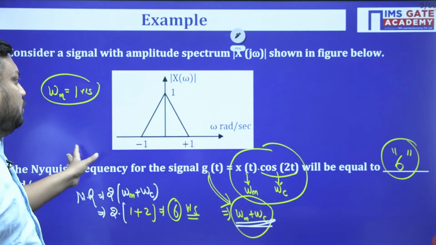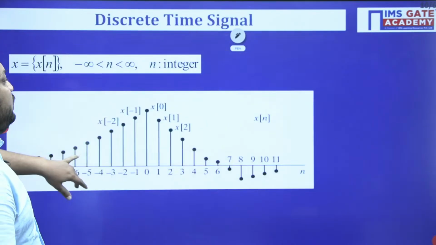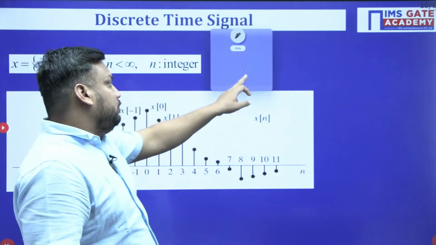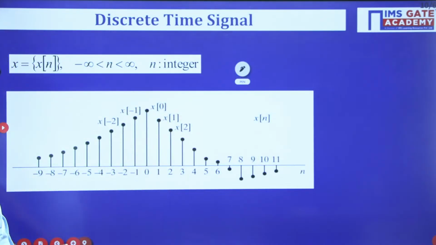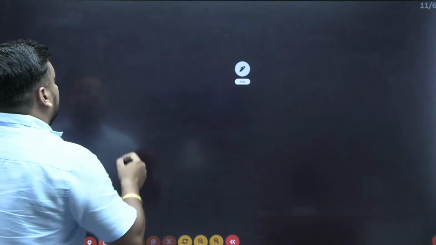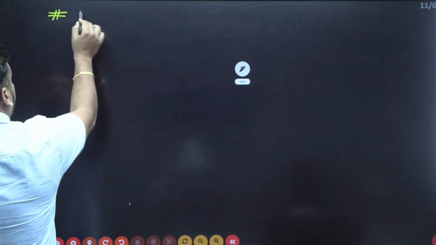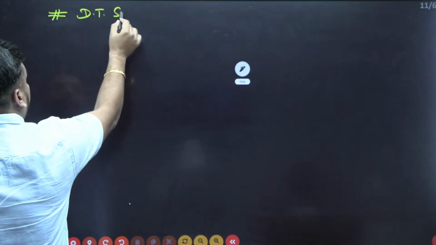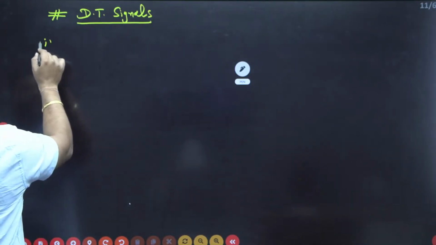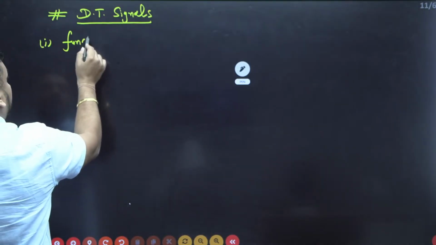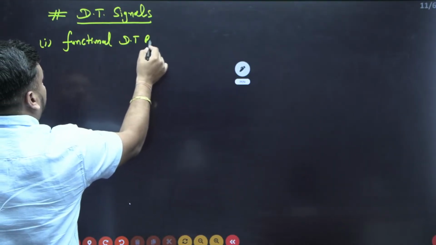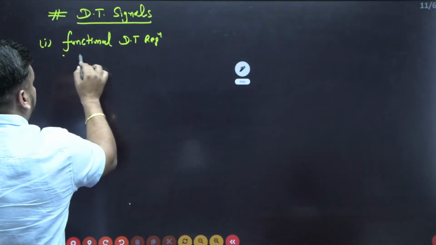Okay, so now we are going to the next topic. The discrete time signals we are starting. If I talk about the representation of discrete time signals, then we can represent them by using different techniques. So this is how we can represent a discrete time signal. The first representation is the functional representation of discrete time signals.